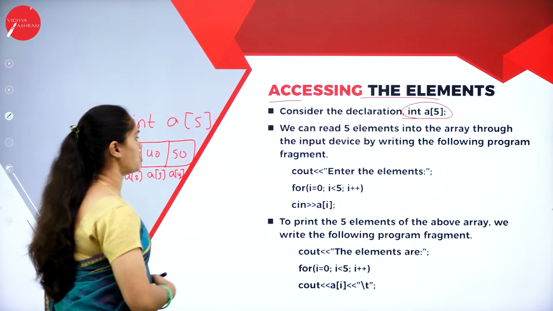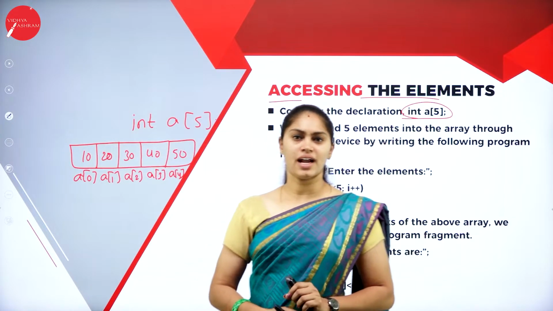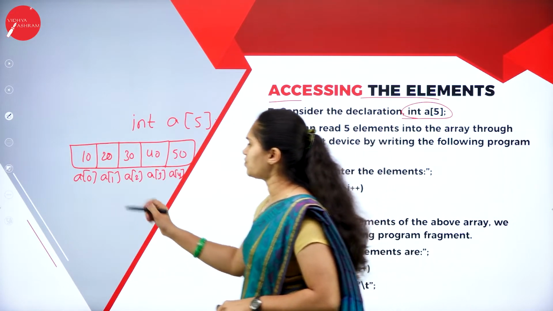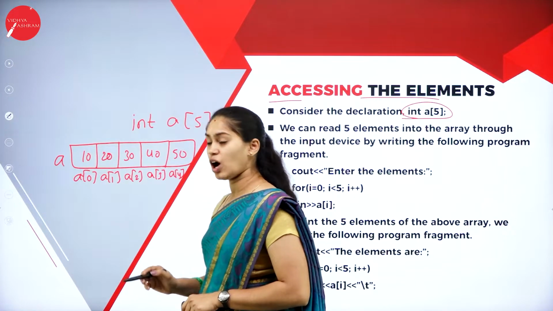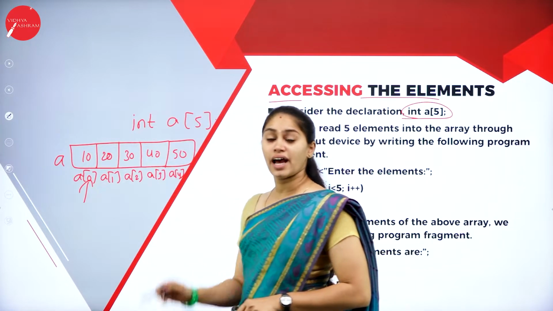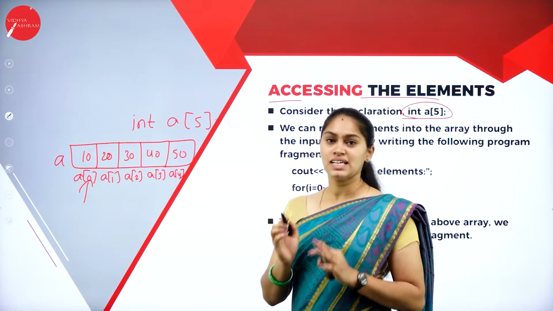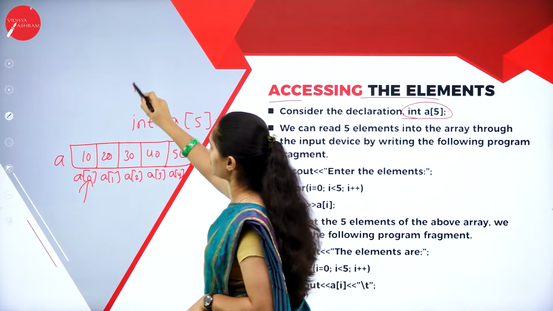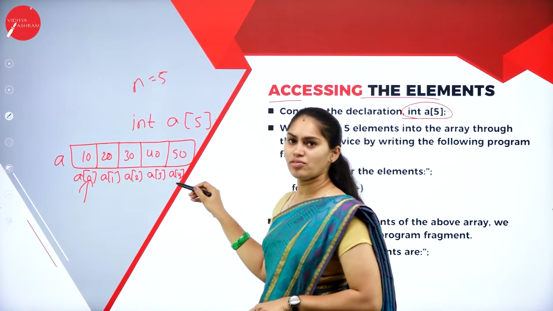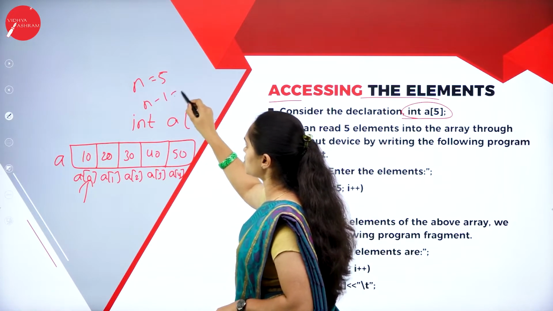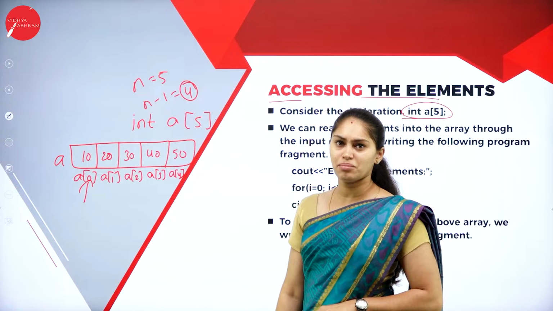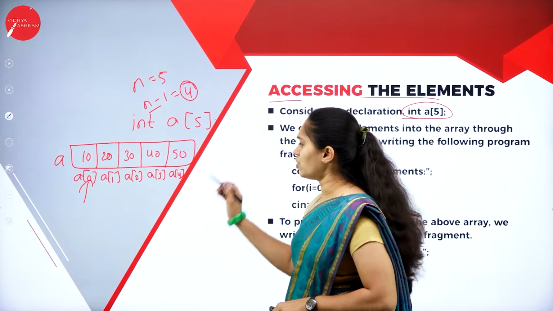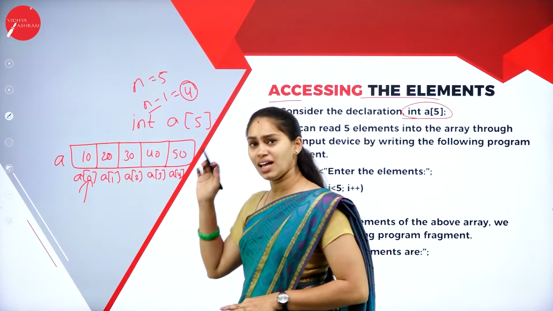So the declaration is int, the data type is int, the name of the array is A, and the maximum size is 5. Then how can I fetch this first element? The address of the first element is always 0, then 1, 2, 3 up to n minus 1. N is nothing but the number of elements. In this case, the number of elements is 5. N minus 1 means the location of the last element is always n minus 1. So, how are we going to access this with the help of a program?